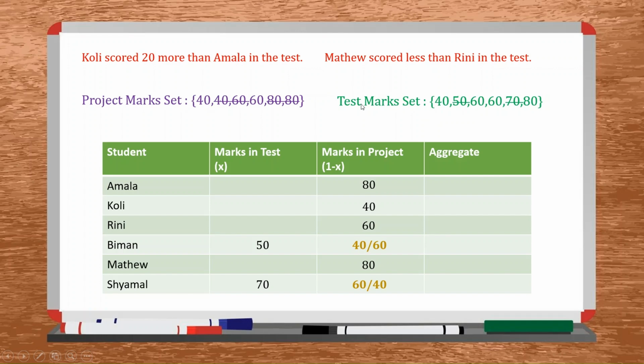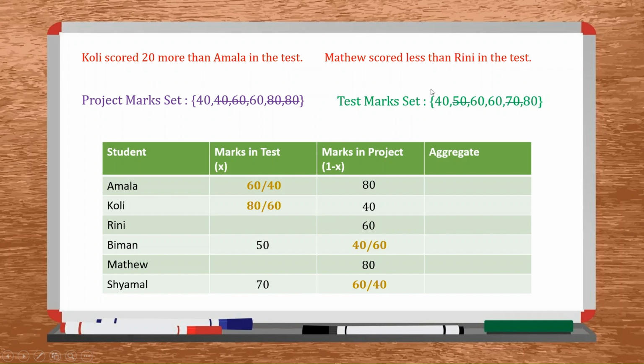Next, let's look at the test marks. I know that Kohli has scored 20 more than Amla here. So if I assign 80 to Kohli, then Amla would have 60. If I assign 60 to Kohli, Amla would have 40. I cannot assign 40 to Kohli because there is no value less than 40. So there are two possible values for Kohli, 80 and 60. If I assign 80 to Kohli now, then Amla would have 60. And if I assign 60 to Kohli, then Amla would have 40. So these are the corresponding values for Amla now.